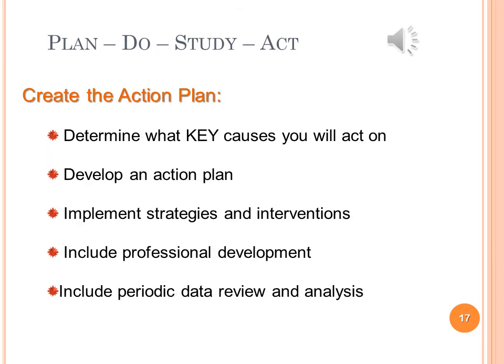The next step is for us to create our action plan and determine what are the key causes that you will act on. Remember, you can't do everything. So what are the key things that you can work on? You now develop an action plan, a step-by-step action plan. You can implement strategies and interventions. You need to include professional development. Include periodic review and an analysis of the data.